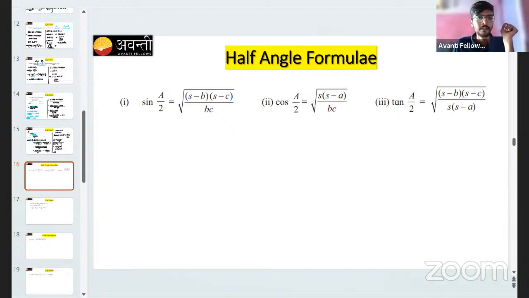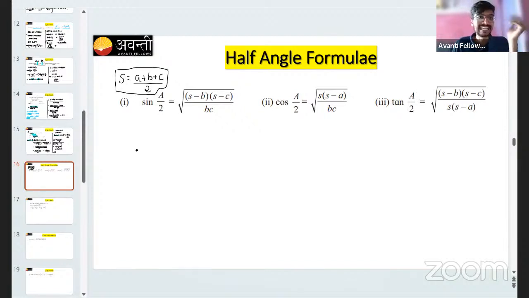Yes. So here sin A by 2 is under root of (S minus B)(S minus C) upon BC. Do you know what S is? S is basically known as the semi-perimeter. So what is the perimeter? It is A plus B plus C, the sum of all sides, and semi-perimeter means upon 2. So S is called the semi-perimeter.